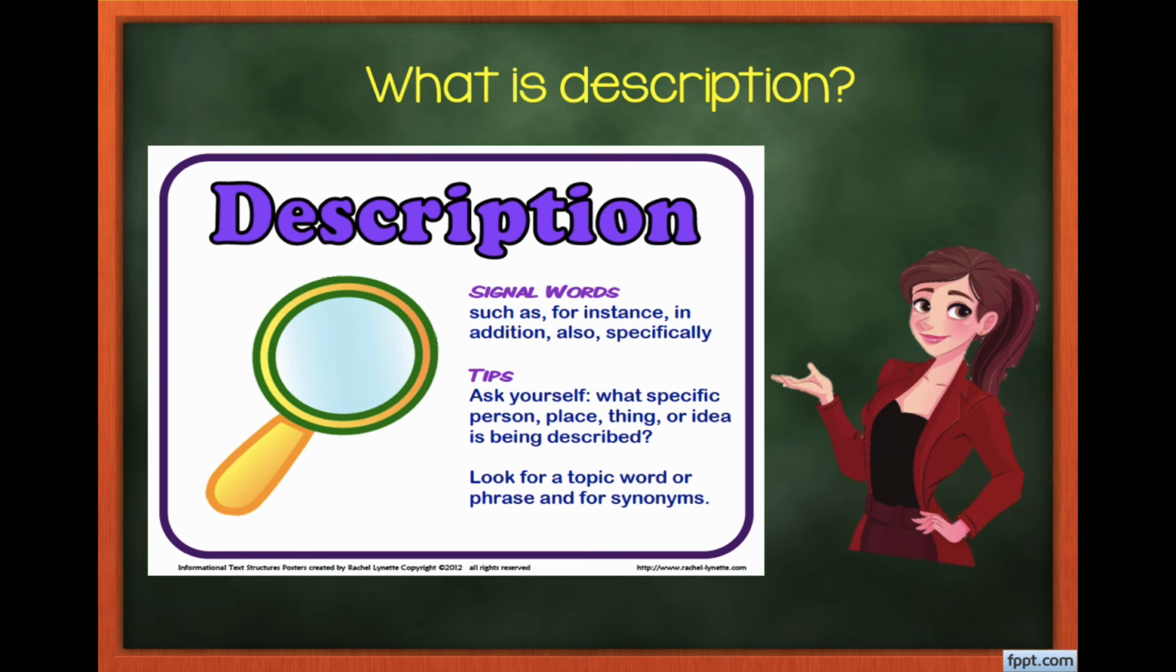What is a description? Well, a description gives you a certain idea or a certain picture in your head of an object or an item. In order to find a description, you might see words such as, for example, in addition, also, and specifically. When you're reading for a description, you want to ask yourself, what specific person, place, thing, or idea is being described? We're going to look for specific words or phrases and for synonyms.